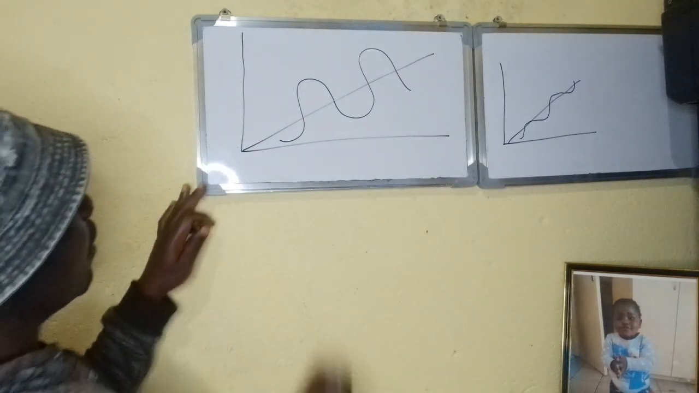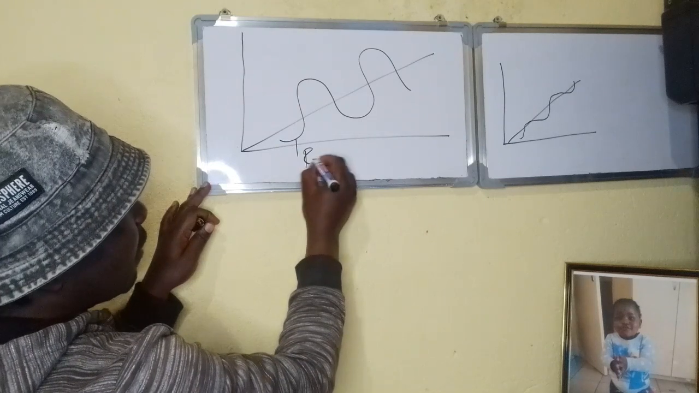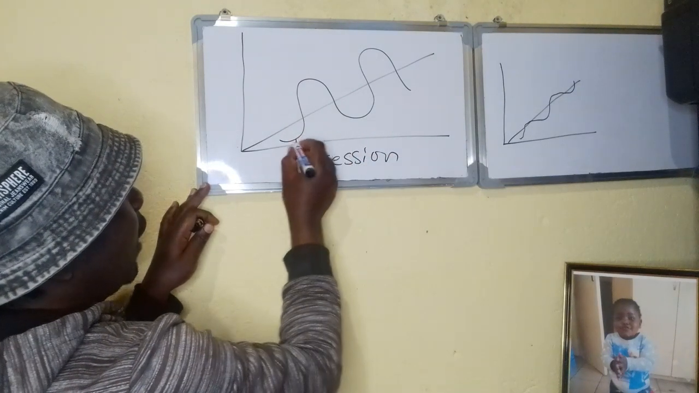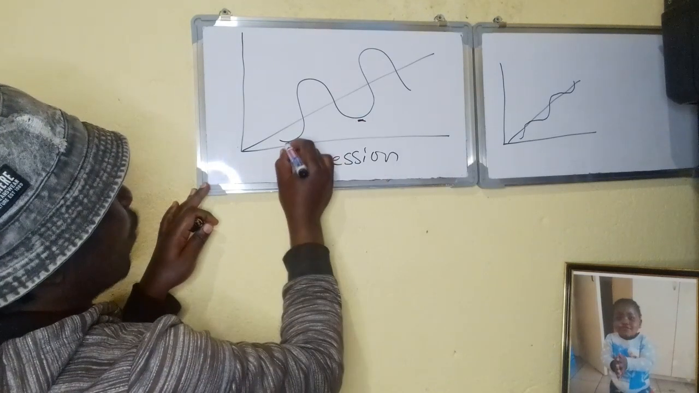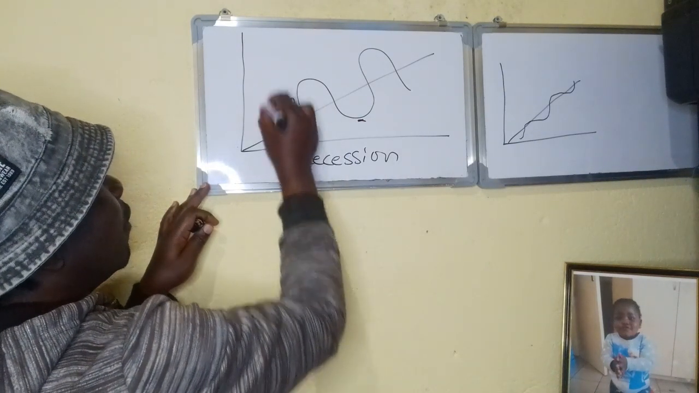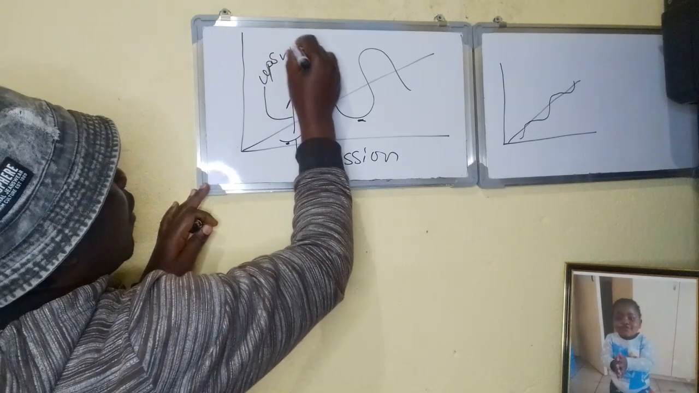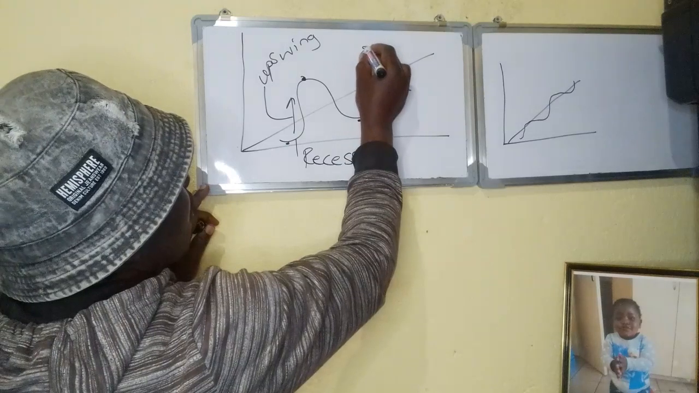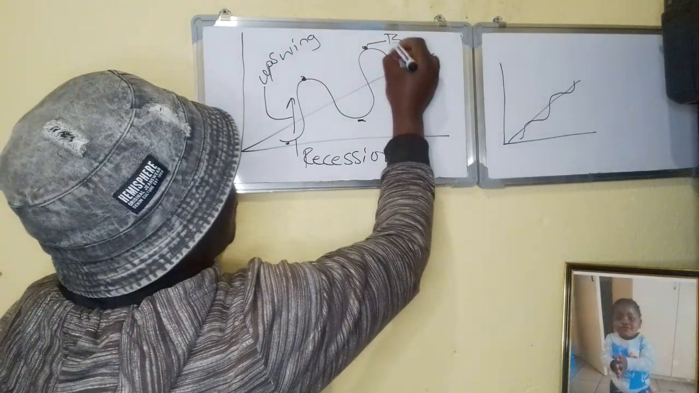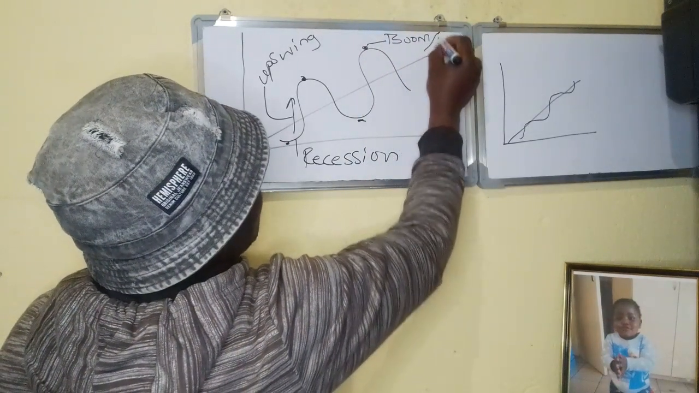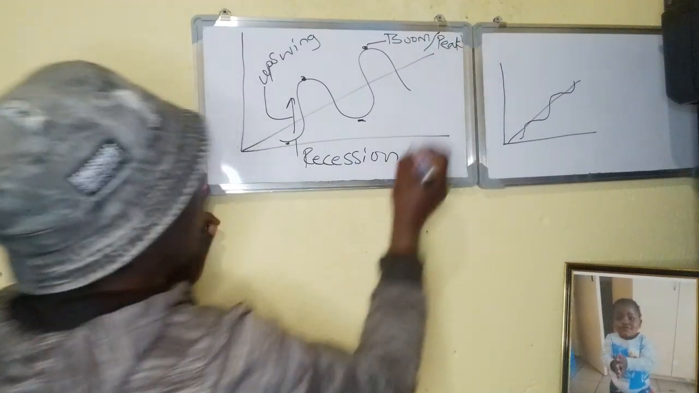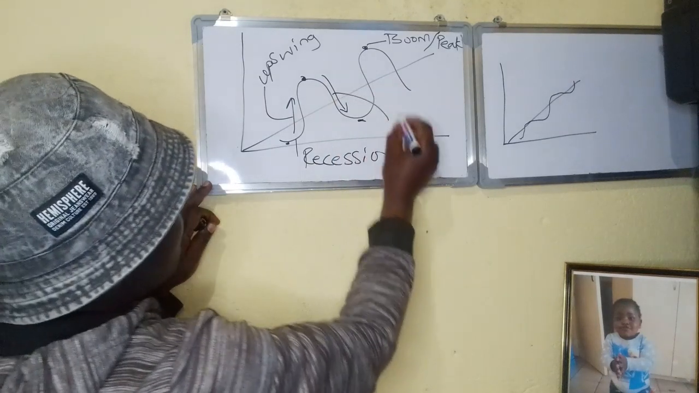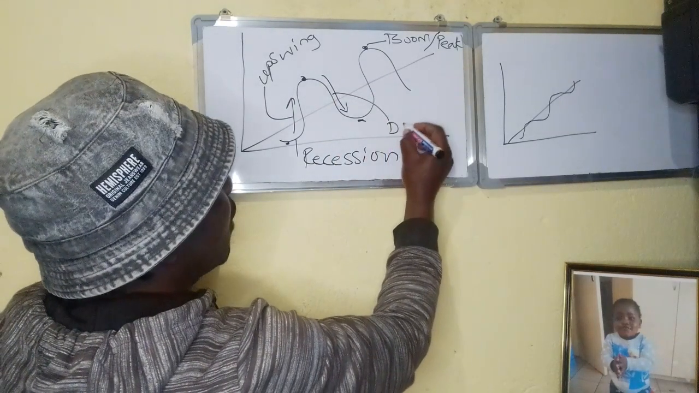And then the business cycle has a recession. These are recession points, these ones. And then this, we have an upswing. And then these top points, they are called a boom or a peak. And then you have these downwards, it's called a downswing.